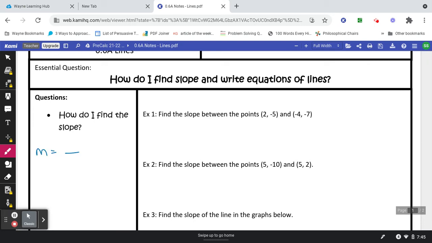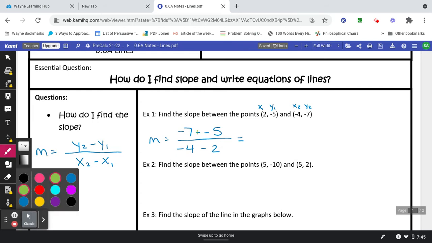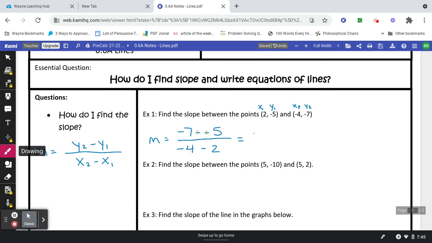So the first thing we're going to talk about is slope. The slope formula is y2 minus y1 over x2 minus x1. Very important to label your points as x1, y1 and x2, y2. And then just very carefully plug them in. Being careful about any double negatives that show up. That would turn to a positive. Again, double negatives dividing would also turn to a positive. And then I reduce that to get 1/3. Positive 1/3.